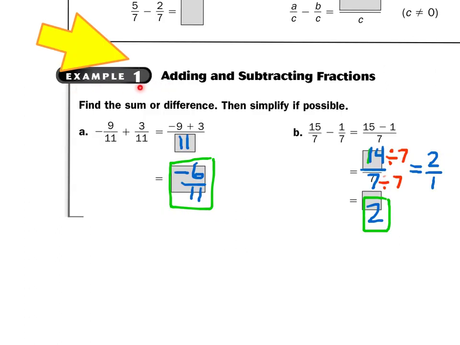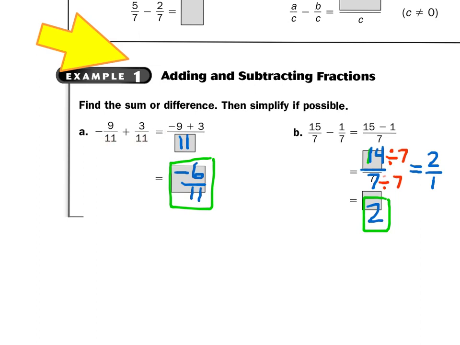Okay, look at example 1 with me, adding and subtracting fractions. Find the sum or the difference and then simplify if possible. So take a look at letter A. We have negative 9 11ths plus 3 11ths equals.